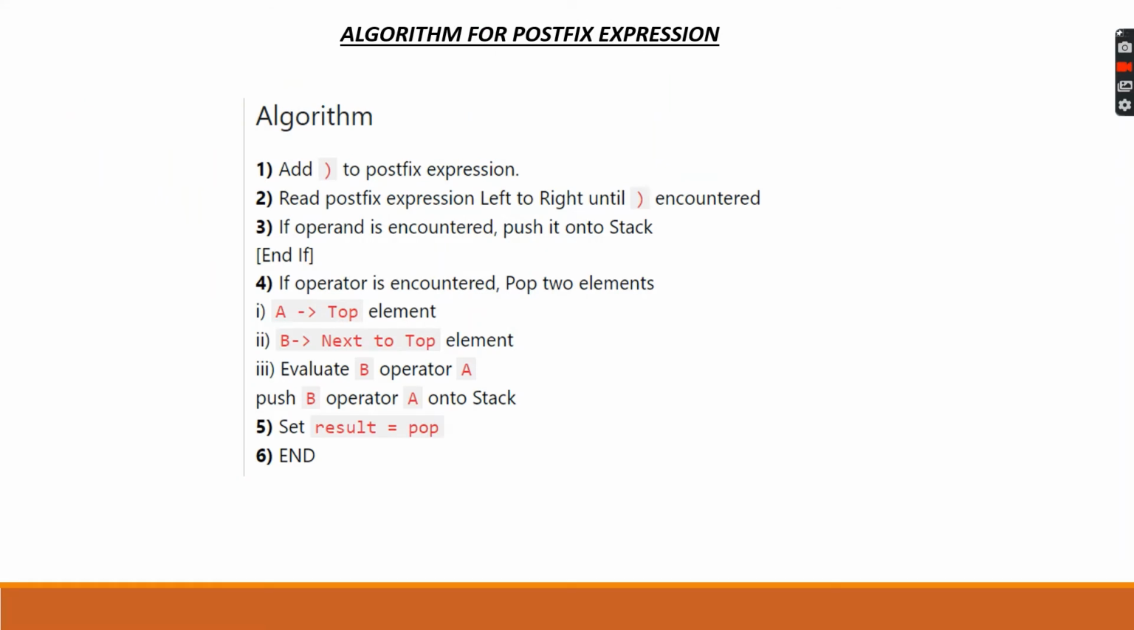First, we add a right parenthesis to the postfix expression. Then we read the postfix expression from left to right until this right parenthesis is encountered, which means the end of the postfix expression has been reached. If an operand is reached, we push it; if an operator is reached, the operation is performed. After reaching the right parenthesis we terminate this process, and finally we set result equal to pop.